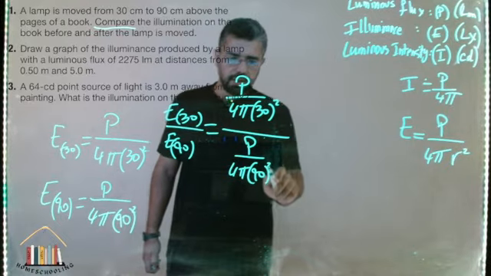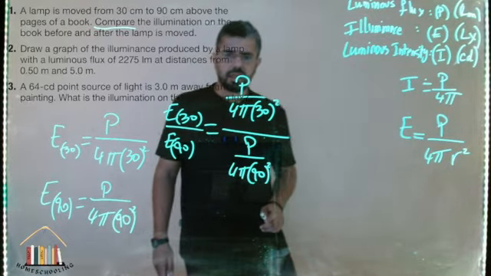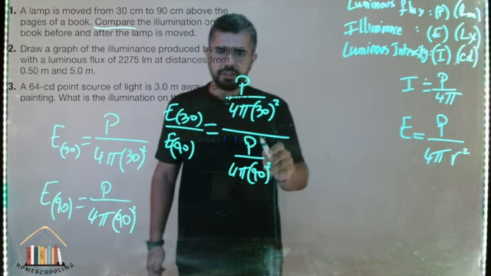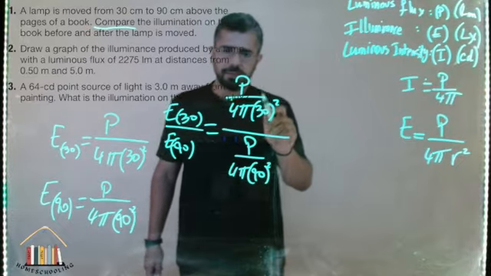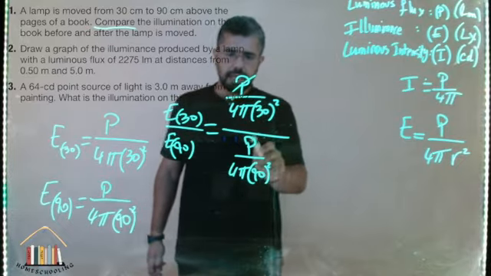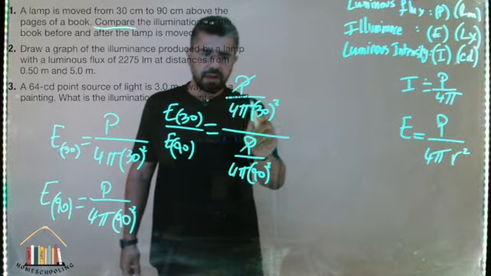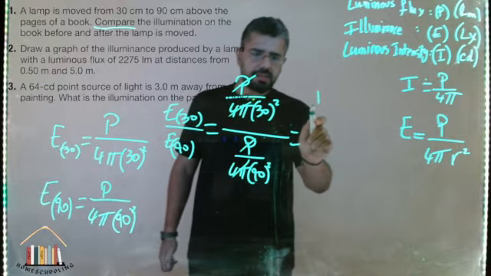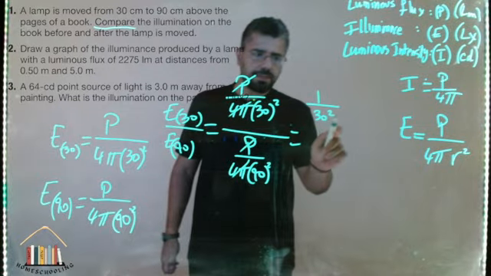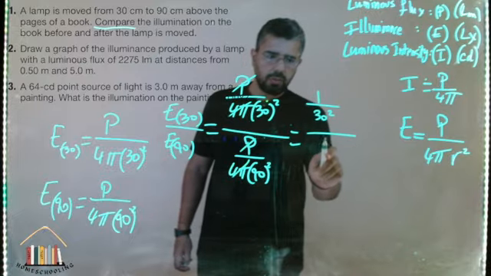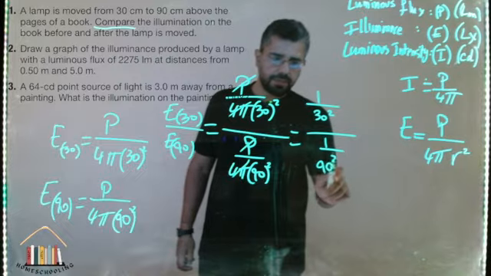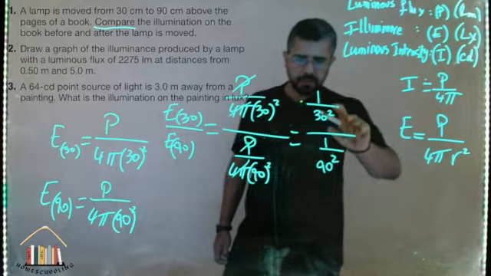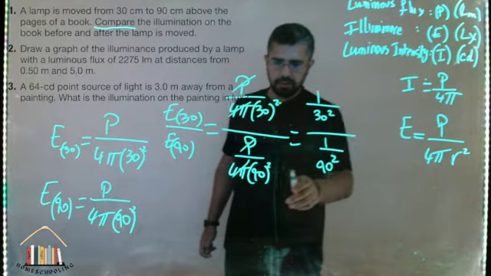So here we can simplify things. Because P is the same, P never changed for both, so P and P will be simplified. Also we can simplify 4 pi and 4 pi. So what we are getting is 1 over 30 squared over 1 over 90 squared. In that case we have to flip, because we have a double division, so we have to flip the values.